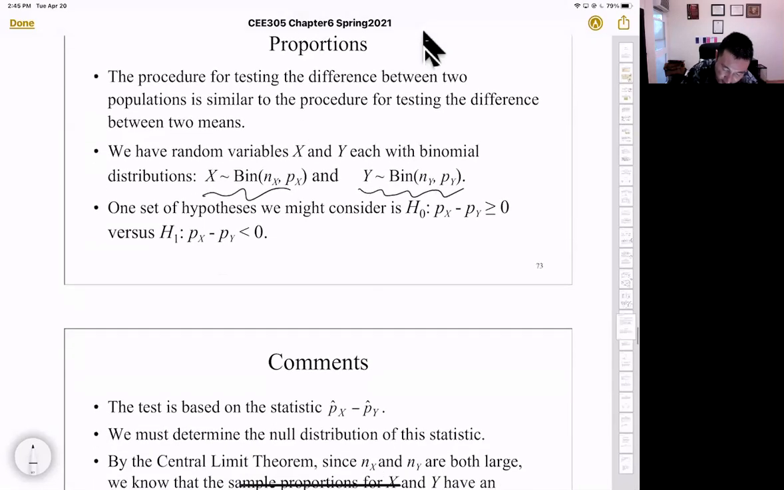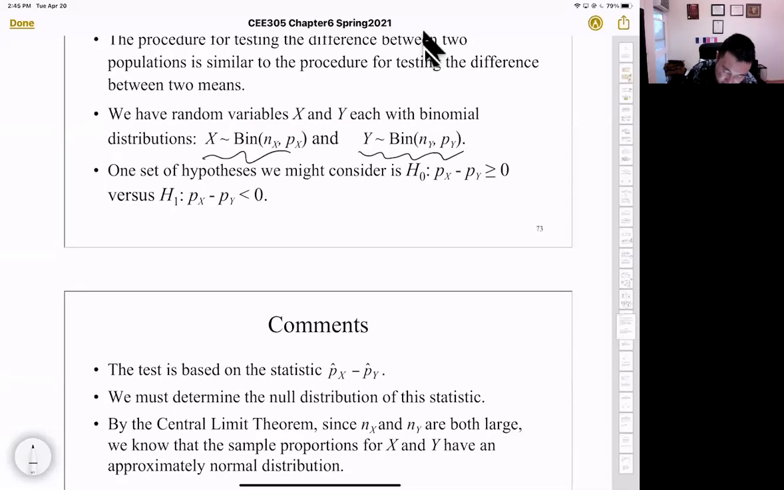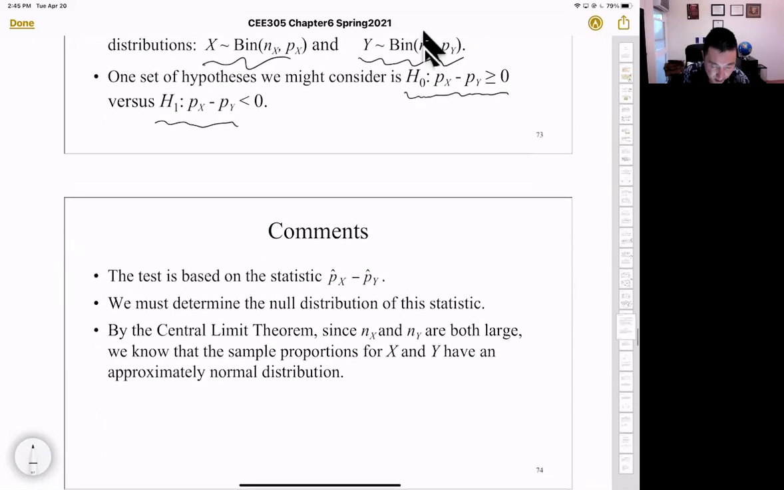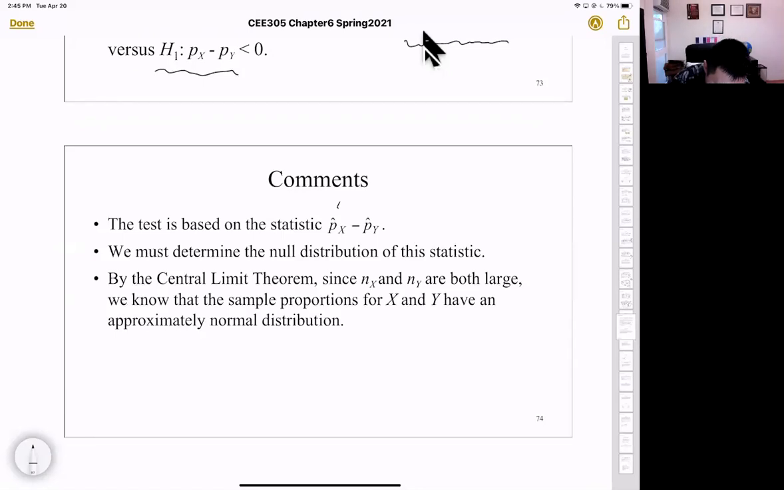If H0 and H1 are set up like this, H0 is Px minus Py greater than or equal to 0, and H1 is Px minus Py less than 0. We need to use the sample proportion, this is the sample proportion for x and y. Based on the difference between the sample proportions, we draw the conclusion. We also must determine the null distribution. Based on the central limit theorem, when the sample size is large, the sample proportion will follow a normal distribution.